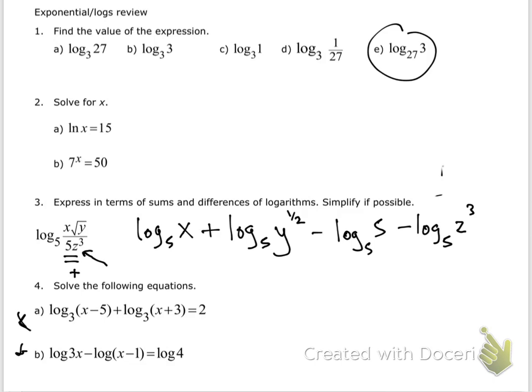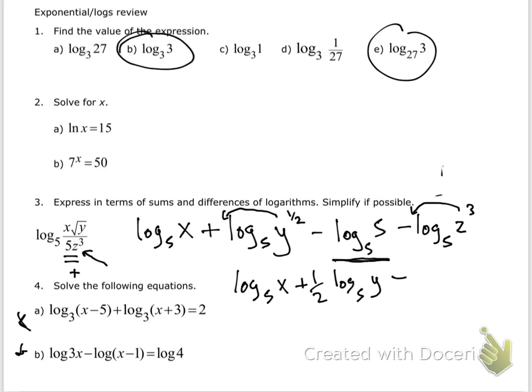Right, I'm just going to write these exponents to the front of the log. So log base 5 of x plus a half log base 5 of y minus, now then, this log base 5 of 5, it's like this up here. It's 1. And again, 3 log base 5 of z, and that is the answer.